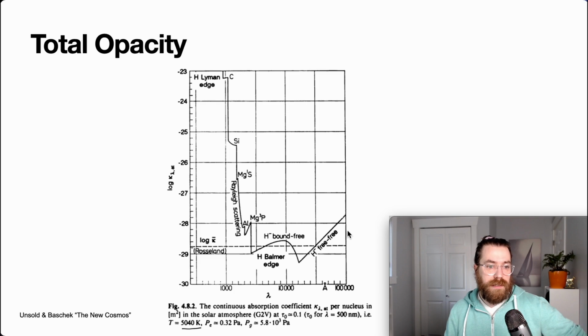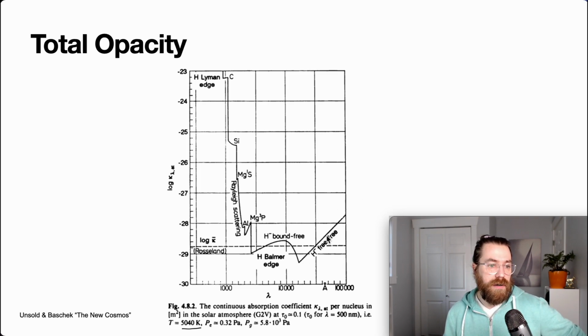This is a plot that Professor Eric Egel pointed me towards, which I think is a really good summary of this: the total continuous opacity estimated, or a model of the total opacity for the sun, for a solar atmosphere at G2V. So G2 is the spectral type of the sun, and V is the luminosity class, so G2V is the solar type.